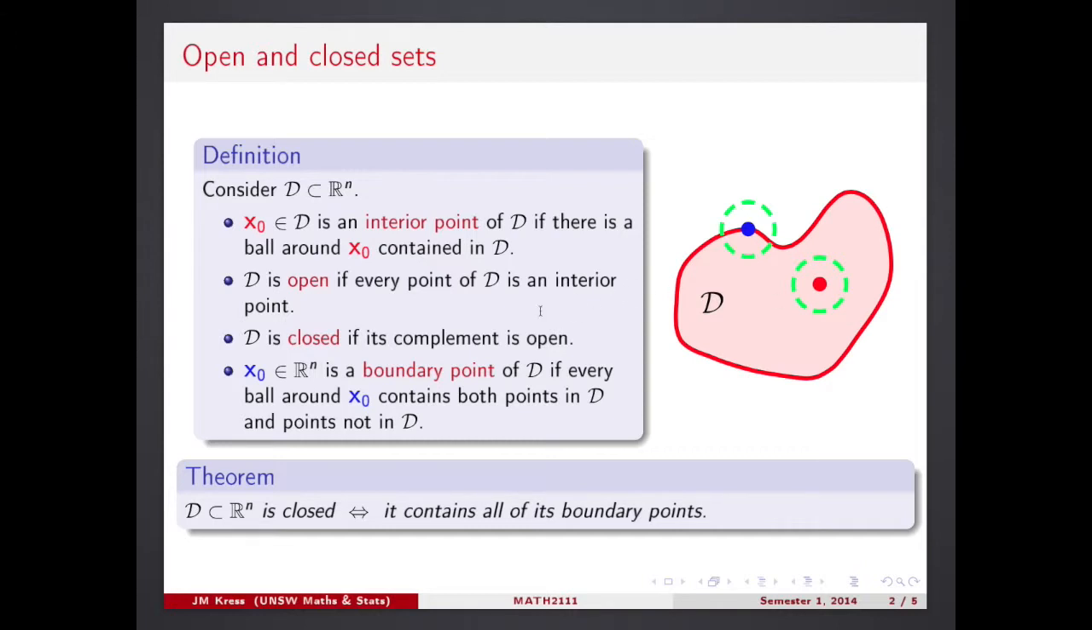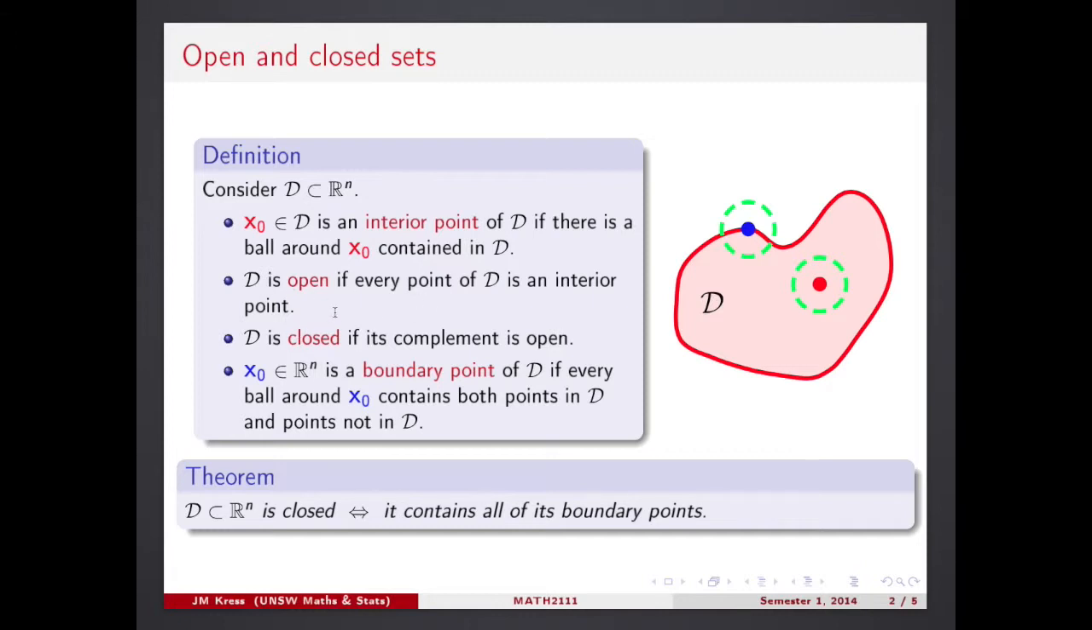A boundary point is the one which, no matter how small you make your ball around that point, there will be both points from the domain and from outside the domain. If this is the case, we call the point boundary. Now we have these two extra definitions. The set is called open if every point is interior.